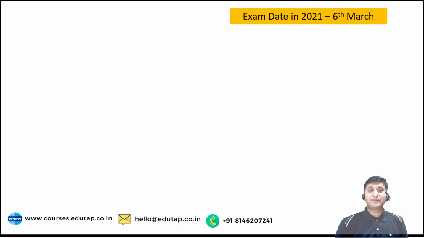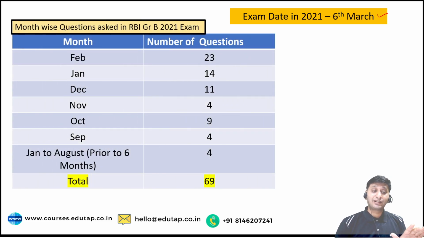If we talk about the previous year exam, that is the 2021 RBI Grade B Phase 1 exam, the exam was on 6 March. This is the date you need to notice. And if we see the month-wise breakup, in the 2021 exam for the GA section from Feb, that is from the immediately preceding month, there were 23 questions.